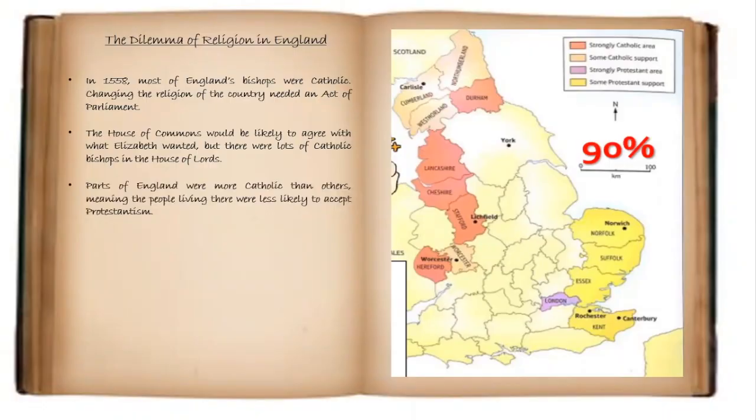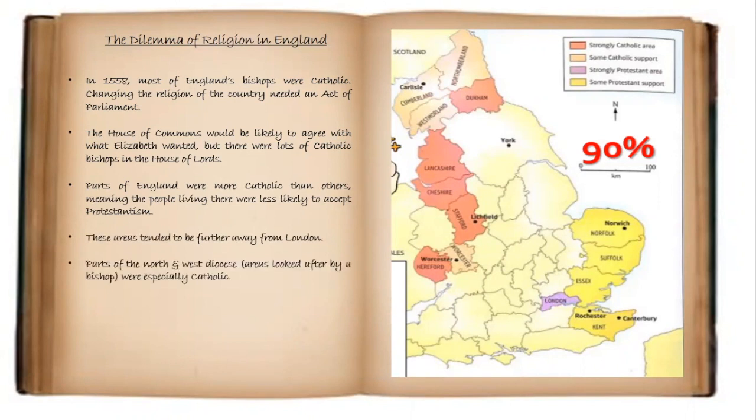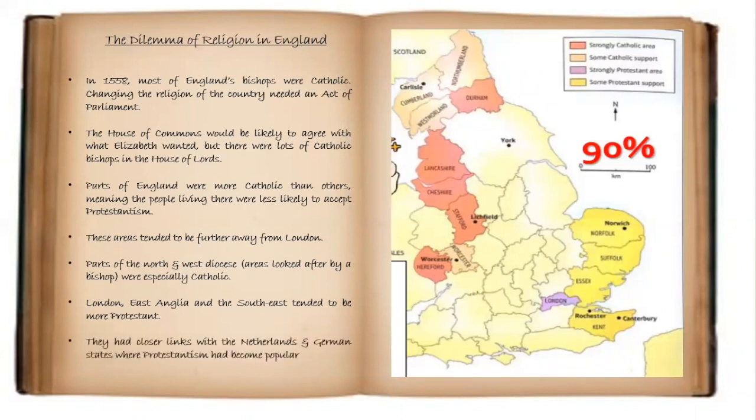Parts of England were more Catholic than others, meaning that people living there were less likely to accept Protestantism. These areas tended to be further away from London. Parts of the North and West Diocese, areas looked after by a bishop, were especially Catholic. London, East Anglia, and the South East tended to be more Protestant. They had closer links with the Netherlands and German states where Protestantism became popular.